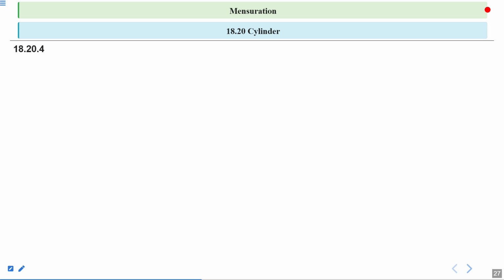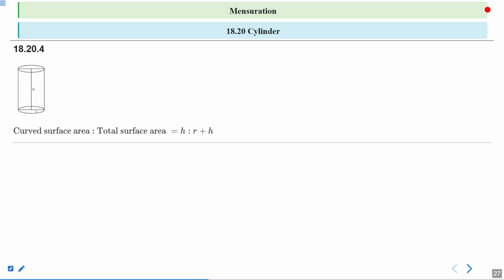Next one is cylinder, 18.20.4 of the cylinder formula. So this is the diagram of the cylinder. So the ratio of curved surface area to total surface area will become h ratio (r plus h).